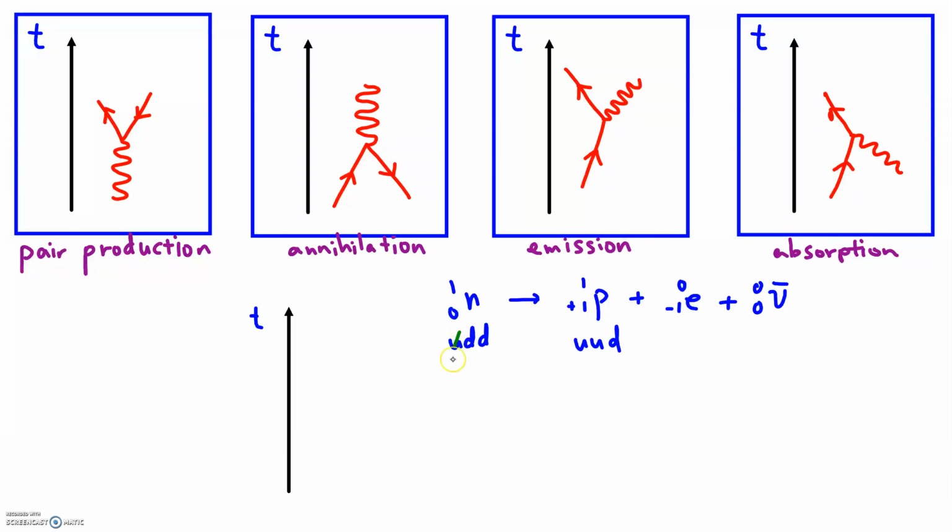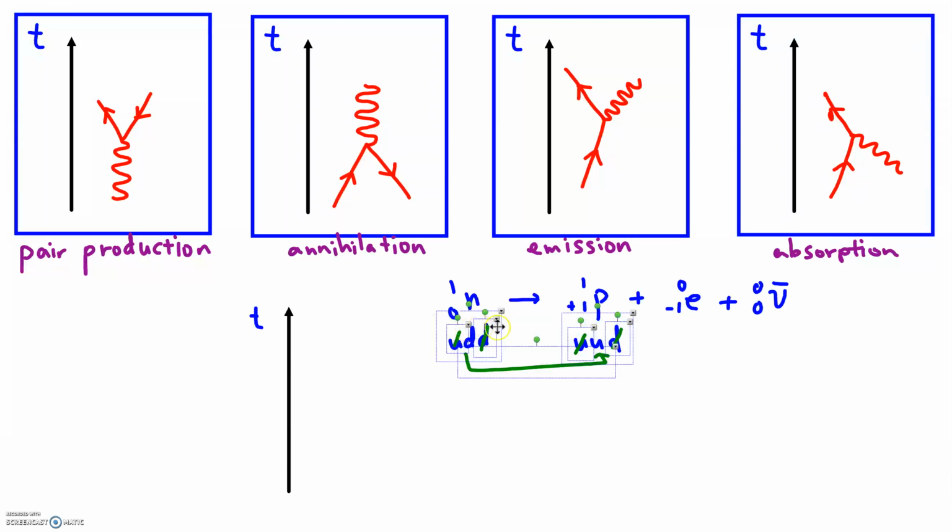Now the up here doesn't change. This up stays an up. The down here doesn't change. That quark stays the same. But this down is turning into an up. And that's how we can think about this positive beta decay. We're changing a down quark into an up quark. Let me leave that up.